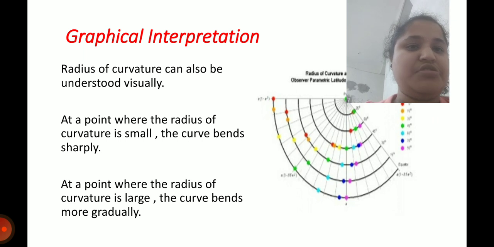Graphical interpretation. The radius of curvature can also be understood visually. At a point where the radius of curvature is small, the curve bends sharply. At a point where the radius of curvature is large, the curve bends more gradually.